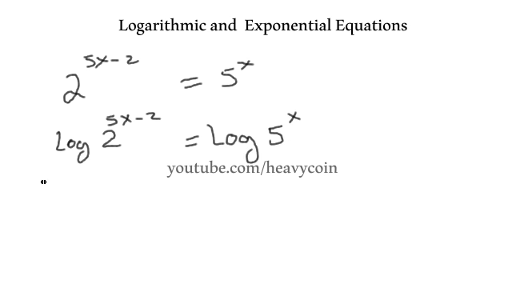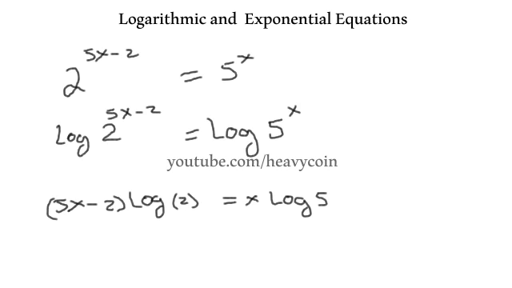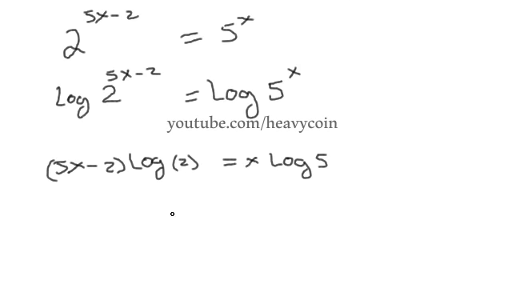Now do the power rule thing on this. Bring the 5x minus 2 out, and you're left with log 2 is equal to, bringing that x out, log 5. Okay, so we've got to get this x isolated to one side of the equal sign. That's going to be the whole idea here.